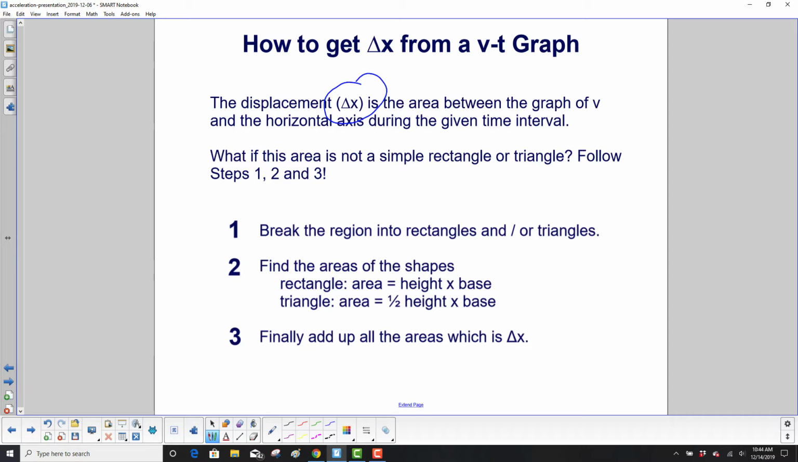Well, we have some steps here. First, break the region into rectangles and/or triangles. Then find the areas of the individual shapes, where the rectangle is height times base, and the triangle is half times height times base. Then add them all up, and that will be your displacement.